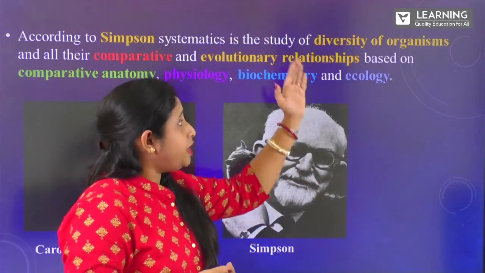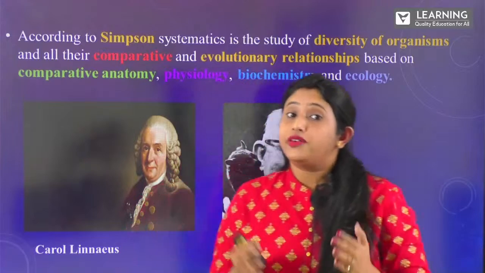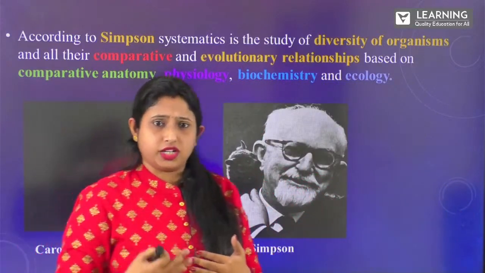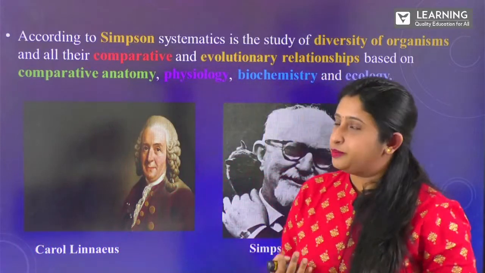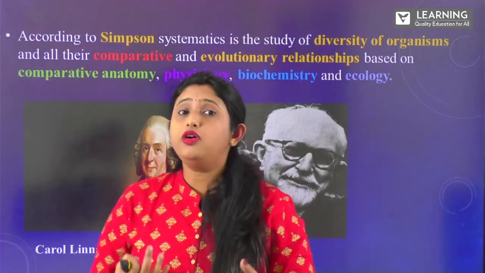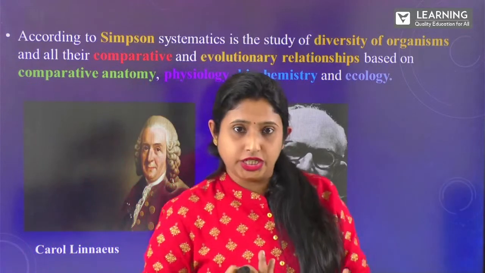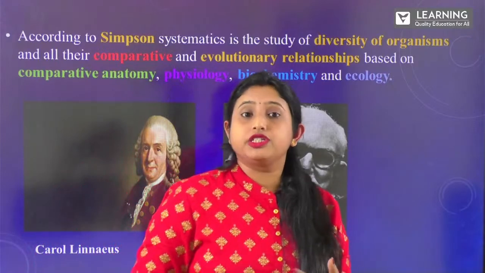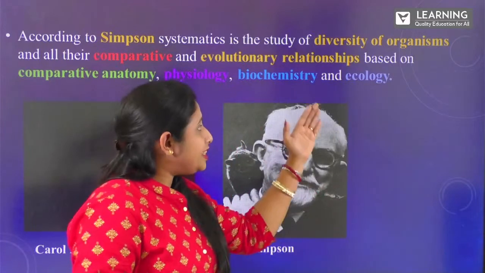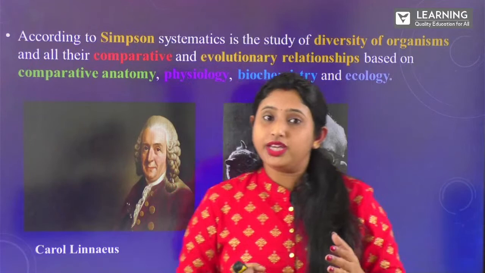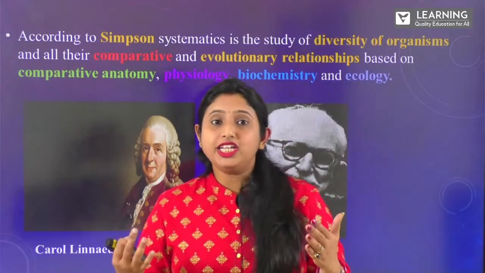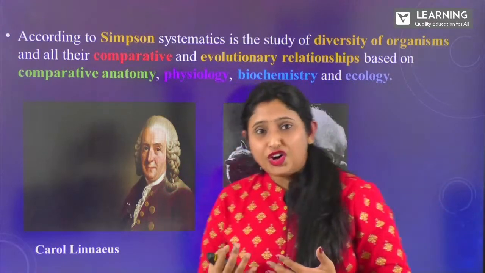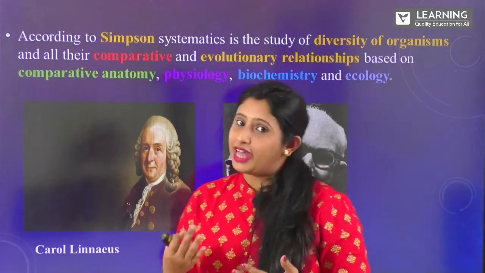Now, do you understand? What do you mean by diversity of organisms? Yes, diversity means variety in living organisms. Then what is comparative anatomy? Anatomy means what? It is the study of the internal structure, right? Internal features of a living organism. And physiology means studying how the different parts of the living organisms are functioning. And what is biochemistry? Biochemistry means all the biomolecules, the chemical reactions which are occurring in the living beings. And what is ecology? Ecology means the interaction between the living and the non-living organisms. Each living organism interacts with the living beings and the non-living world. So that is the ecology, that is the relationship. So according to Simpson, he has described systematics in that manner.